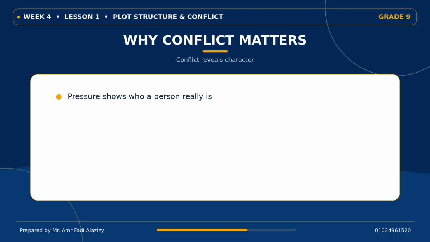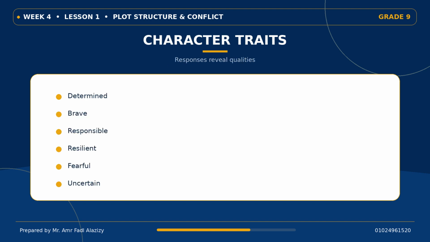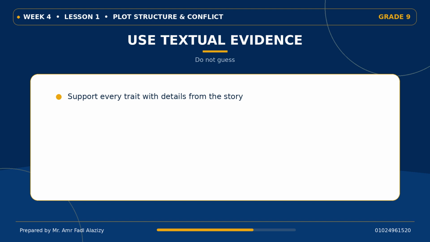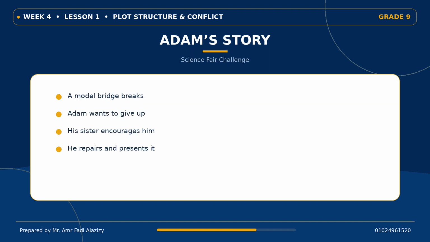Why does conflict matter? Conflict does more than create excitement. Conflict reveals character. We understand a person more clearly when we see how that person responds to pressure. A character who continues despite fear may be determined, brave, responsible, or resilient. A character who avoids every challenge may be fearful, unprepared, or uncertain. However, always use evidence from the story before choosing a character trait.